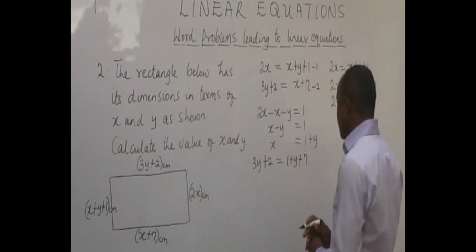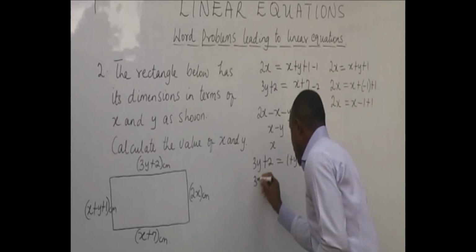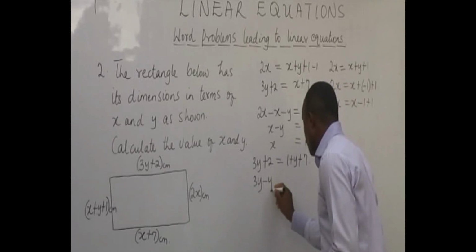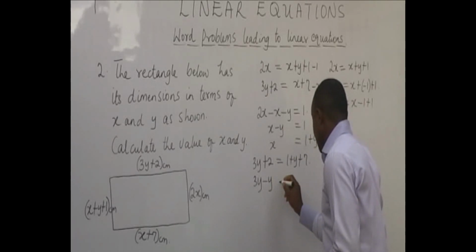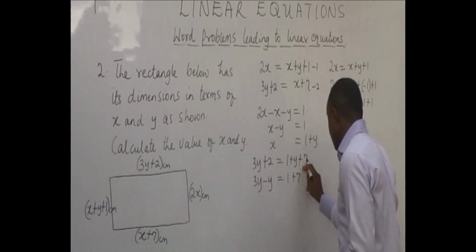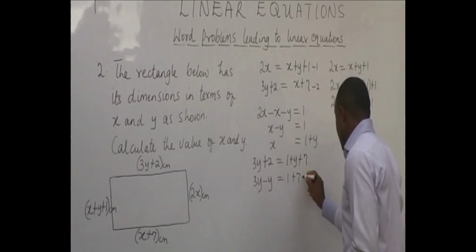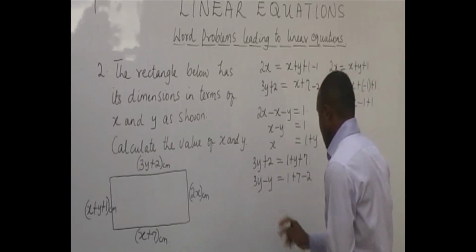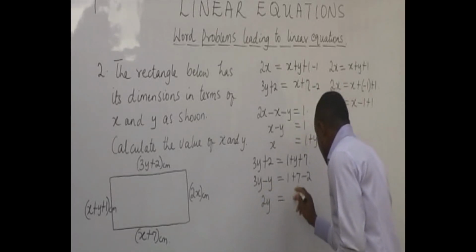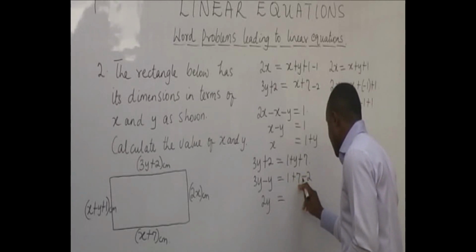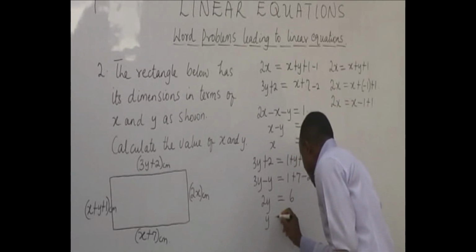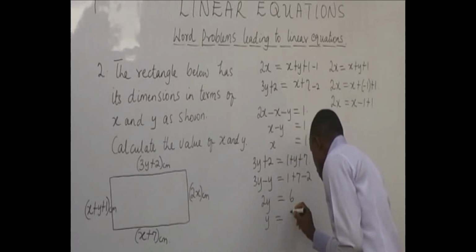Try to collect like terms. We have 3y. Y coming to this side will change to minus y. Then it's equal to, you already have 1 here, plus 7. 2 coming to this side will change to minus 2. 3y minus y will give you 2y. And 1 plus 7 is 8, minus 2 will give you 6. If I divide both sides by 2, you'll be left with y is equal to 6 divided by 2, which is 3.